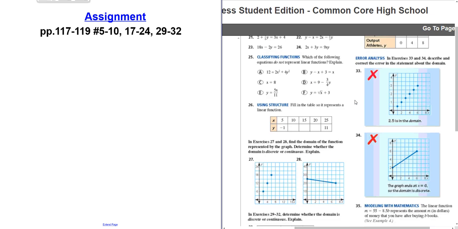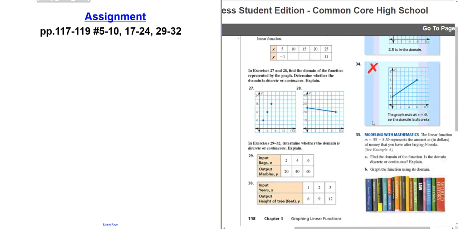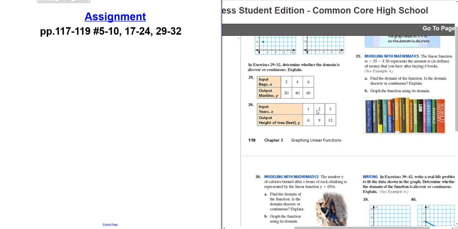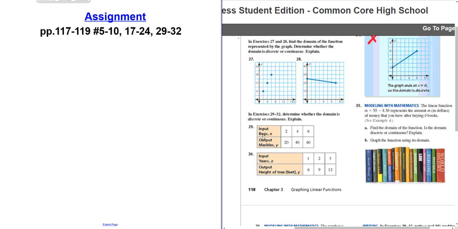Going on to 29 through 32. So for 29 through 32, they are giving you these tables, and be careful, they give you units on all of these. And it says determine whether the domain is discrete or continuous. So bags and marbles, well, can you have partial marbles? Can you have 2.7 marbles in a bag? Well, no, not realistically. So this is going to be a discrete domain. So I'd say that for 29, this is a discrete domain because you can't have partial marbles.